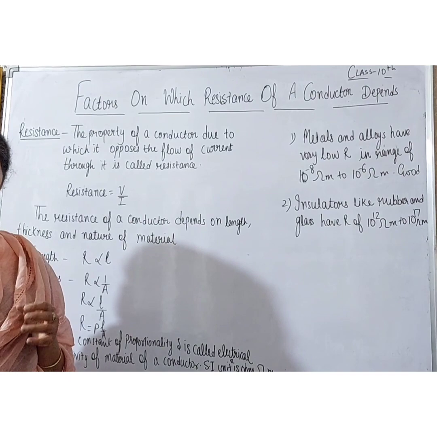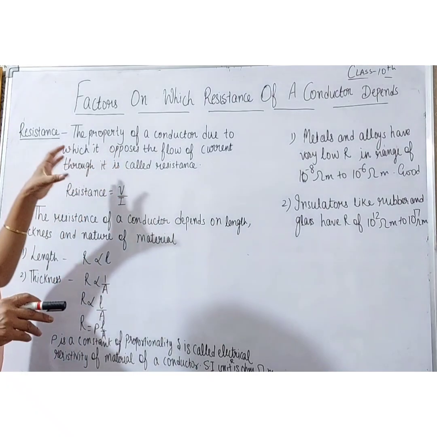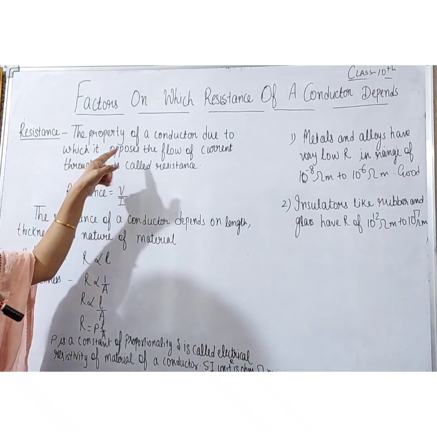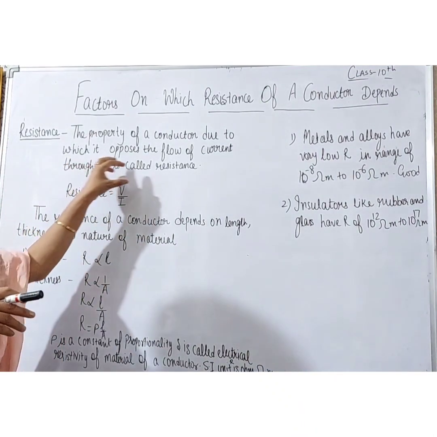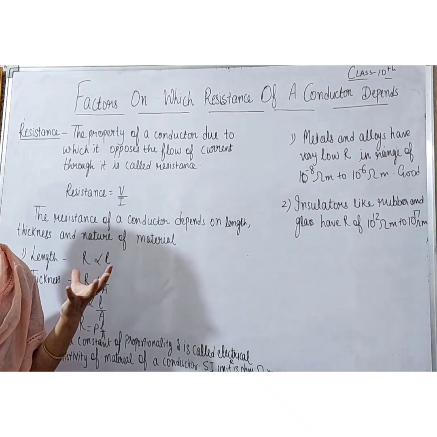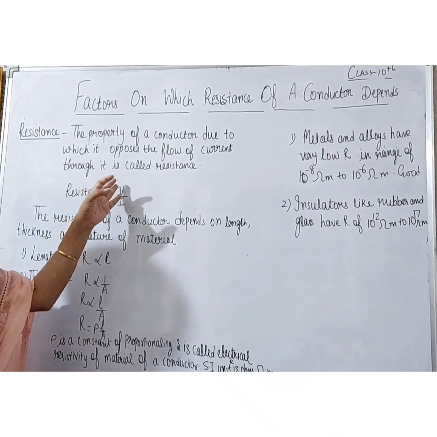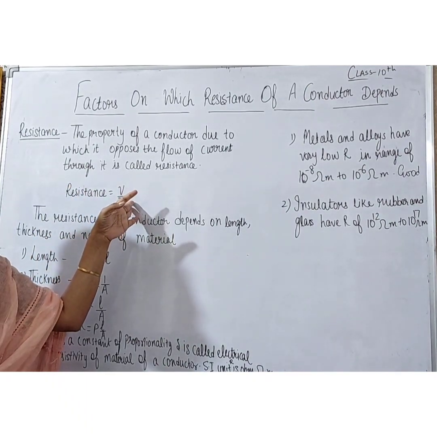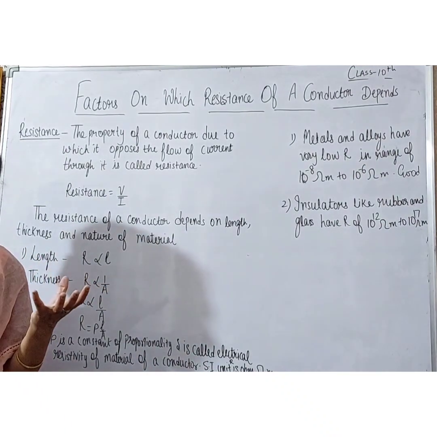Now students, I would like to remind you what resistance is. As we discussed earlier, resistance is the property of a conductor due to which it opposes the flow of current. It resists the flow of current, it stops the flow of current through it. Right students, it is known as resistance, and resistance is equal to potential difference upon current. If the resistance is more, the electric current will be less because they are inversely proportional, and resistance is to stop the flow of charges.